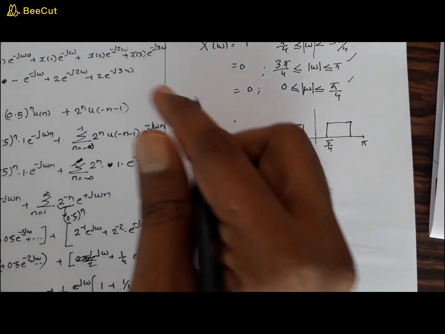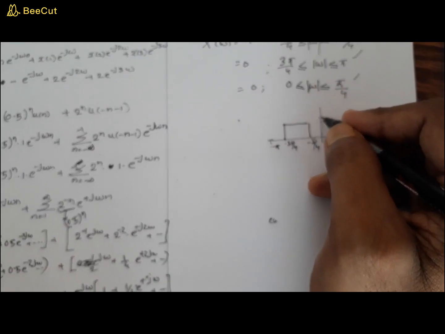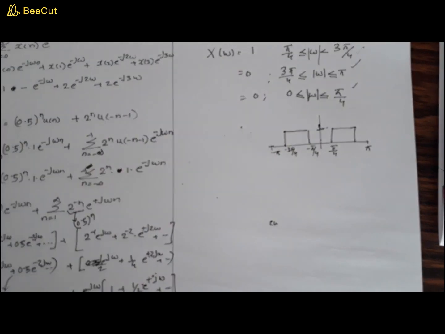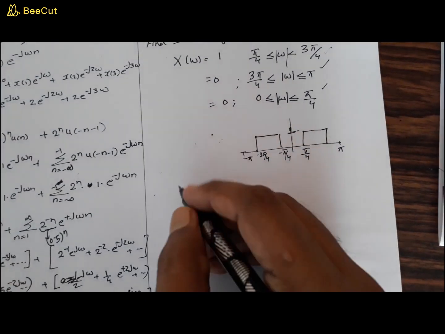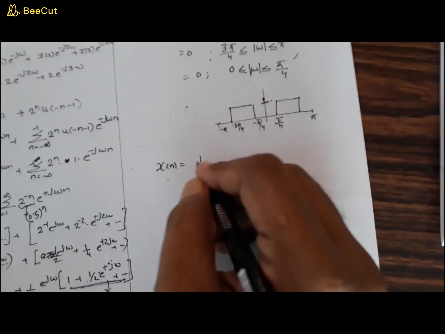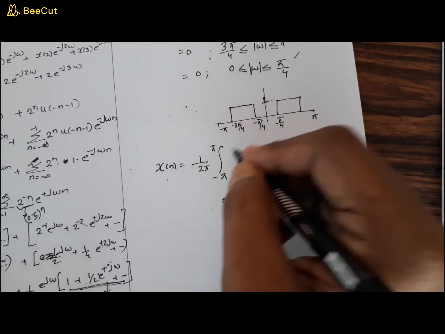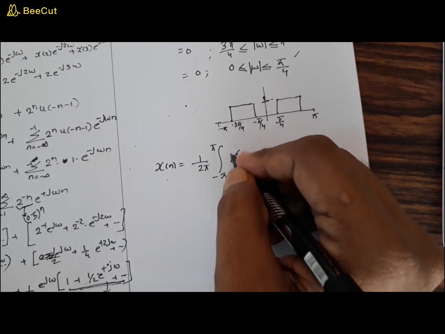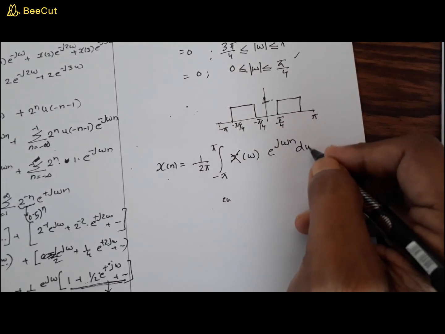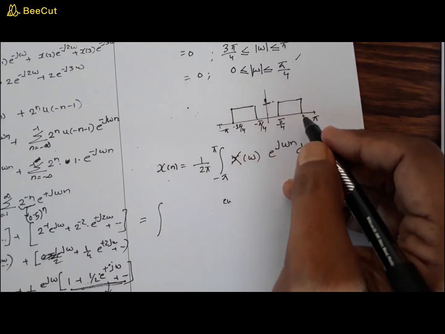Okay, now let's see how it is. So this is equal to 1. Only then will you be able to understand how to split up that integration. Now what is your x of n? X of n is 1 by 2 pi integral from minus pi to plus pi of x of omega e raised to j omega n d omega. Okay, so you need to split this up because there is a negative interval and a positive interval.